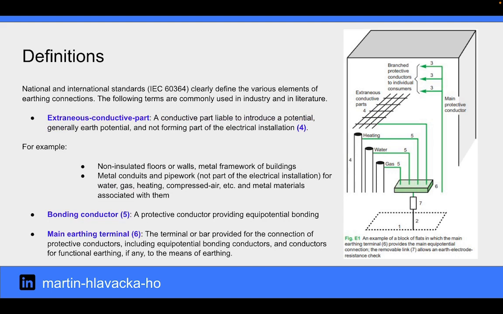Extraneous conductive part: a conductive part liable to introduce a potential, generally earth potential, and not forming part of the electrical installation. For example, non-insulated floors or walls, metal framework of buildings, and metal conduits and pipework for water, gas, heating, compressed air, etc., and metal materials associated with them. Bonding conductor: a protective conductor providing equipotential bonding. Main earthing terminal: the terminal or bar provided for the connection of protective conductors, including equipotential bonding conductors and conductors for functional earthing, if any, to the means of earthing.